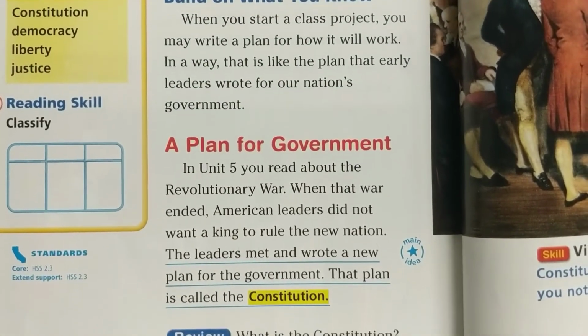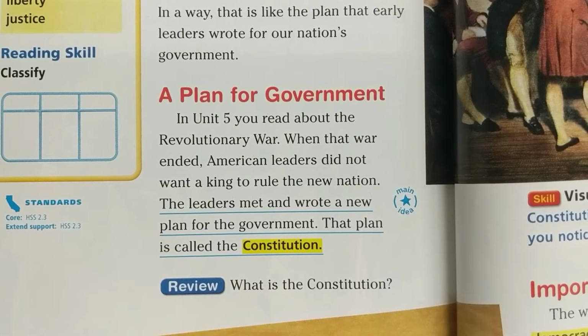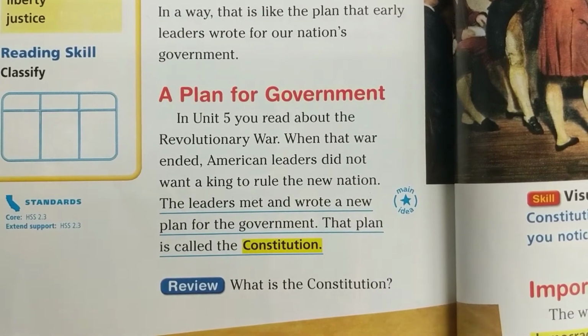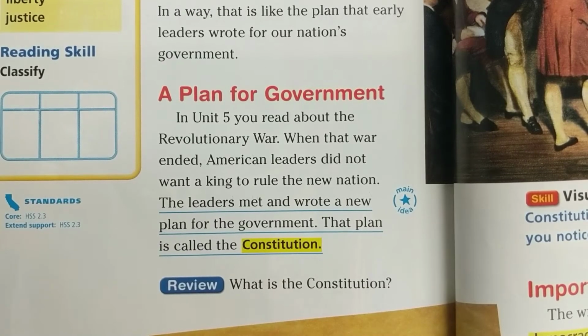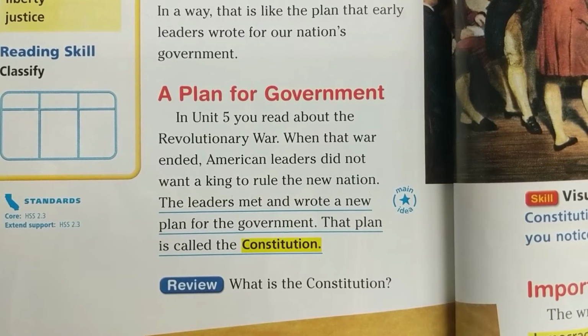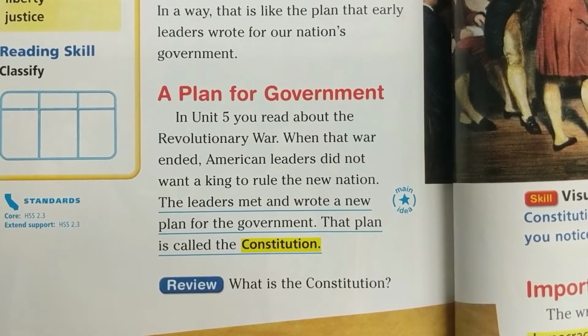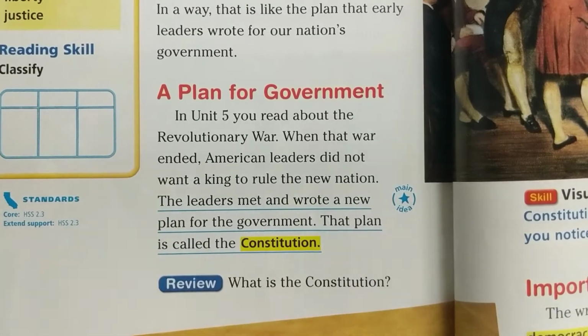Now let's move on to our next paragraph, a plan for government. In Unit 5, you read about the Revolutionary War. When that war ended, American leaders did not want a king to rule the new nation. The leaders met and wrote a new plan for the government. That plan is called the Constitution. So let's review. What is the Constitution?